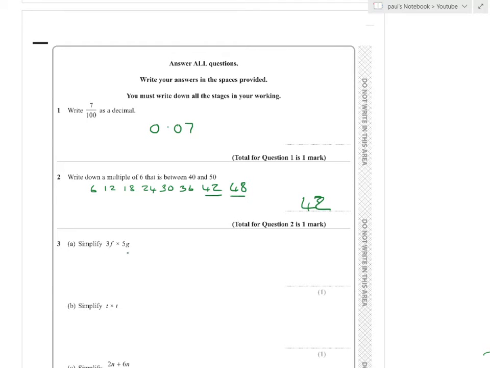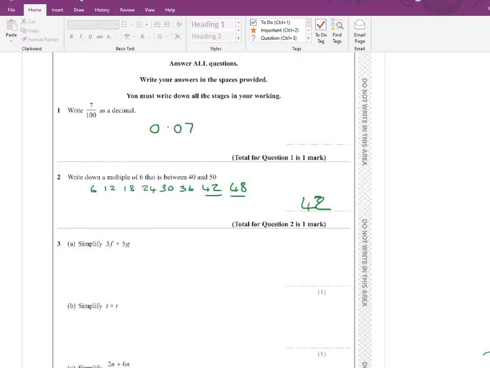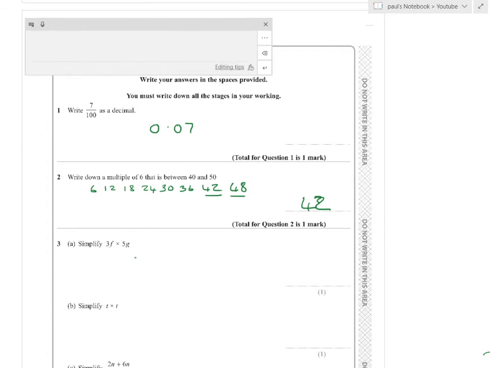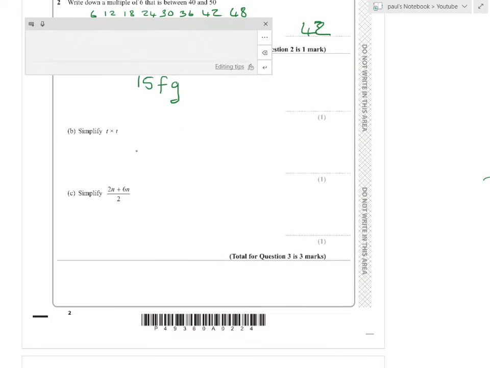Simplify 3f times 5g. How can you simplify that? You can multiply the numbers together, can't you? So you can go 15. So we can go 15fg. And t times t is, careful on this one, t squared. 2n plus 6n divided by 2, so that's 8n divided by 2, which is 4n.